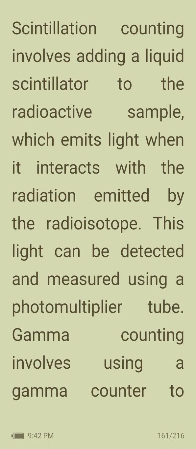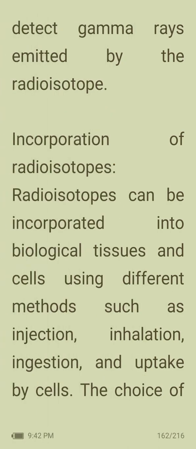And scintillation counting involves adding a liquid scintillator to the radioactive sample, which emits light when it interacts with the radiation emitted by the radioisotope. This light can be detected and measured using a photomultiplier tube. And gamma counting involves using a gamma counter to detect gamma rays emitted by the radioisotope.